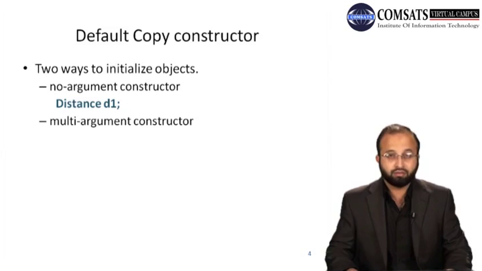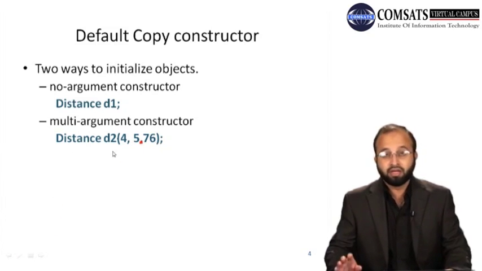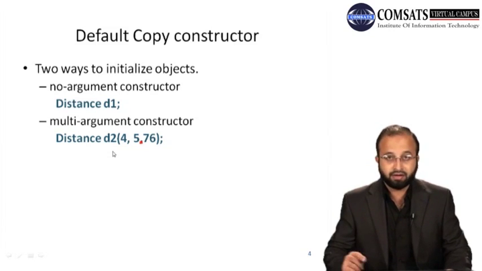The other way is the multi-argument constructor. That is, we create an object d2 of class distance and we are passing two values, 5 and 5.76, right? So let me make the point over here. So this is 4 and 5.75. These are the two values we are passing, and here the constructor with two arguments will be called and it will initialize feet with 4 and inches with 5.75, right?